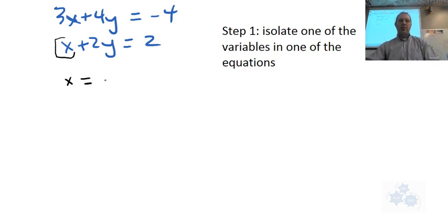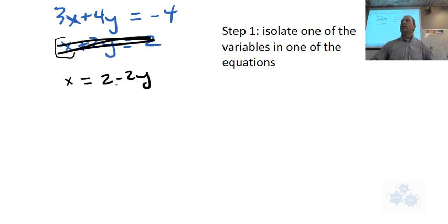So this is x equals, what, 2 minus 2y? Doesn't matter what order you put them in. There you go. See, this equation has become this. Everyone see that? So that's the first step. You have to isolate one of the variables in one of the equations first. Pick the easiest one in either equation.